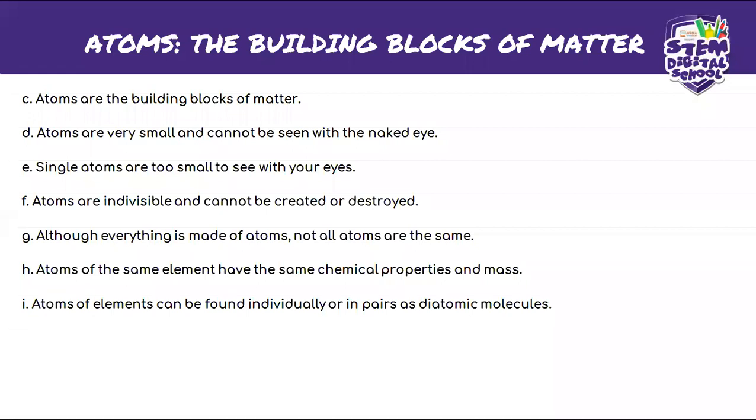Okay. So atoms of elements can be found individually. You remember we said they exist as singles. So those that are single are different. But there are also atoms that can do what? Come together and give you what? Give you a diatomic molecule. All right. Now let's move to the next.